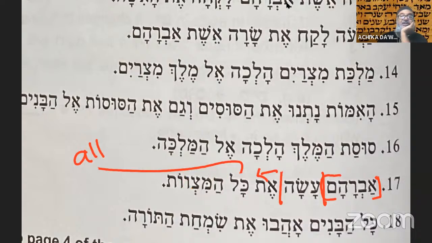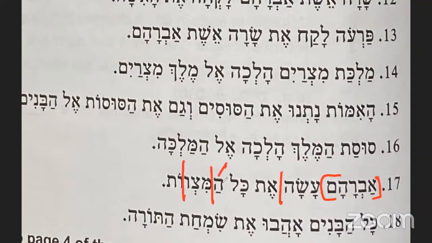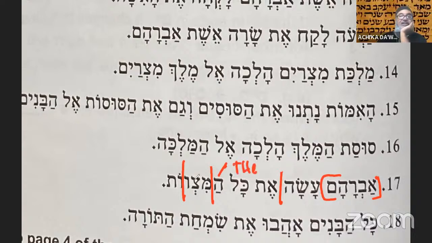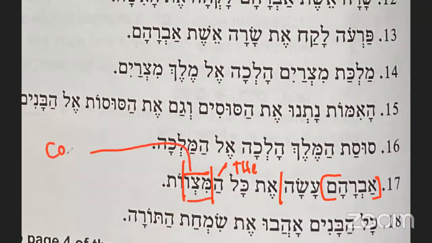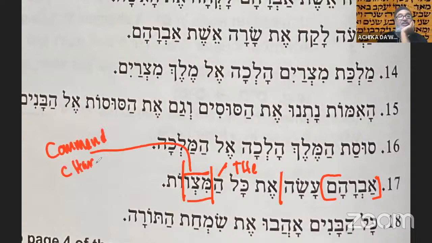So as we know, let's break this down. What is ha? The. What's a mitzvah? Statute, command, or charge. We call it command or commandment.